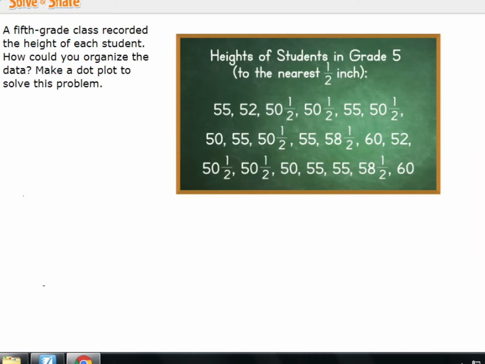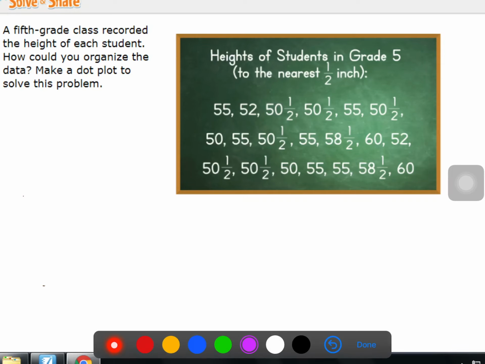You could organize it. What I'm going to do is look at my data real fast here. I notice everything is to the nearest ½ inch. And I look for my lowest one as I'm skimming my row here. So I see a 50.5. Oh, I have a 50. Okay. I have a 60. That's my highest one I've seen so far. Yep, everything here seems to fall between 50 and 60. So that's going to make it very easy for me to make my line plot.